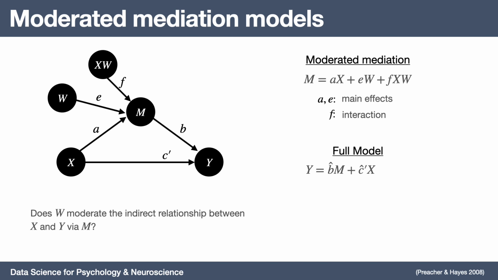If I go back to my full model of the mediation, Y is a combination of the indirect pathways through M and C prime X. If I expand that out, now I've redefined M above as being AX plus EW plus FXW. I just throw that into the model. You can see how this expands the complexity of the model. Now I'm saying that my mediation effect is itself moderated or tweaked by this other factor W.